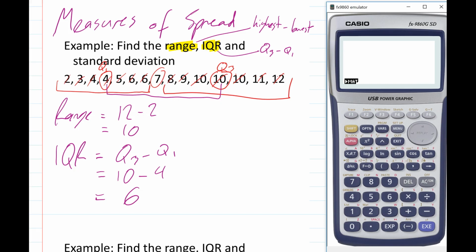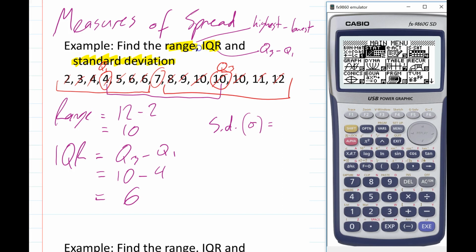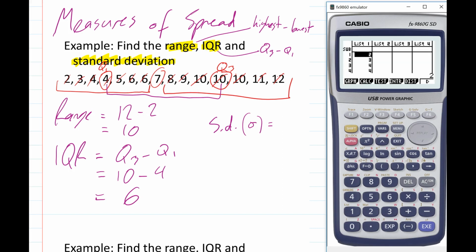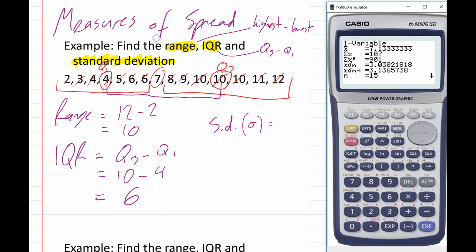Okay, now for standard deviation, which has the symbol that. Now that one's just on the calculator. So to do standard deviation, I'm going to press menu and go across to stat and put all my numbers into the first list. Then I'm going to hit calc and 1var, and now on your calculators it looks a little bit different, but can you see the one that's at the top of my screen?